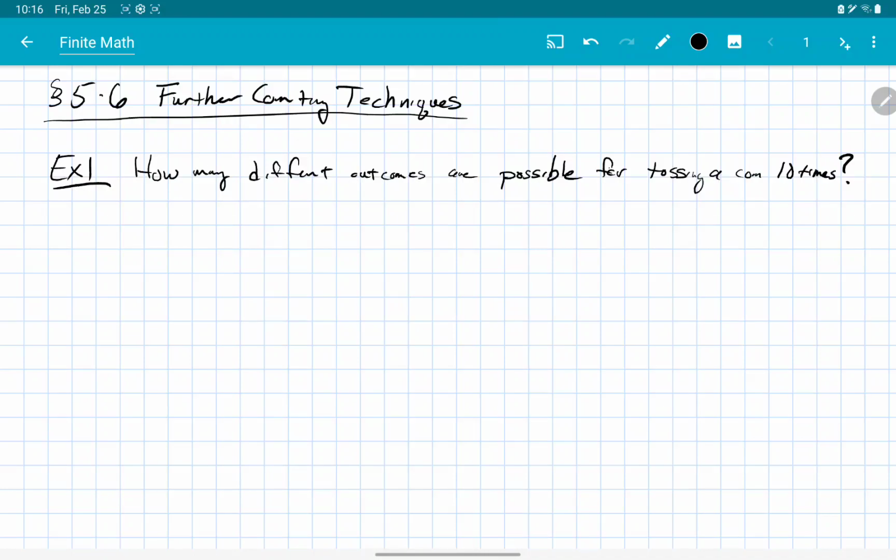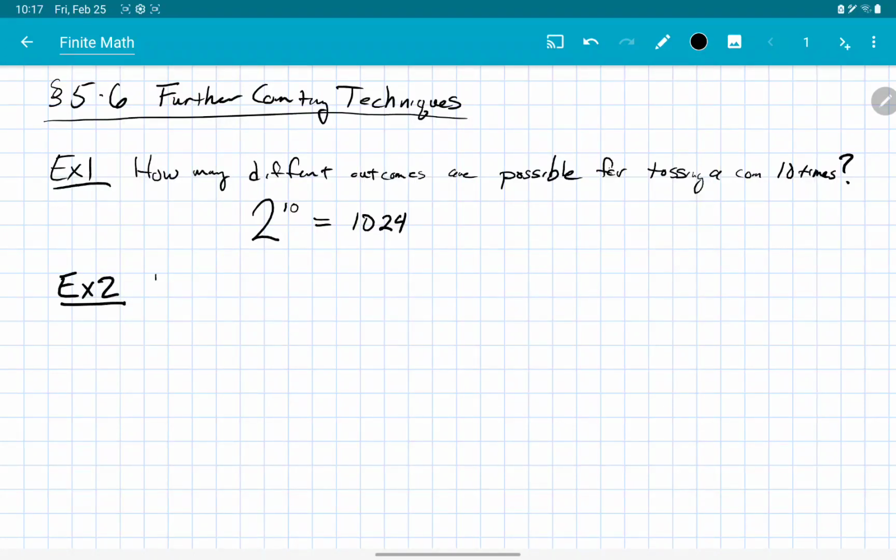Right? So for 10, the answer is actually 2 to the 10th power. Right? 2 times 2 times 2, 10 times. And that is 1,024. Okay? So that question's not that hard, but the follow-up question is going to make us start thinking.